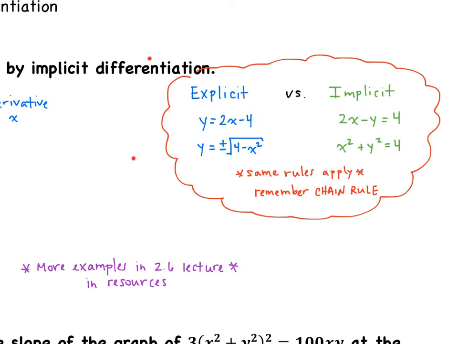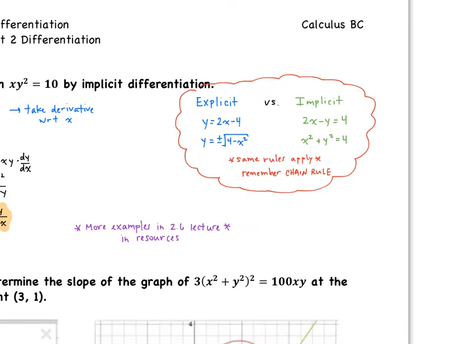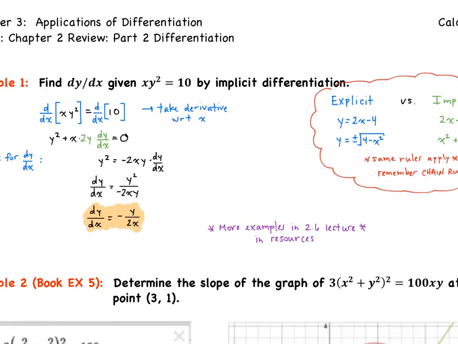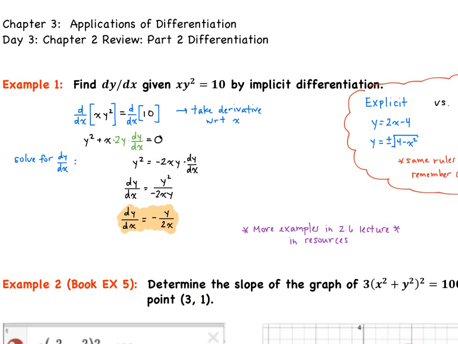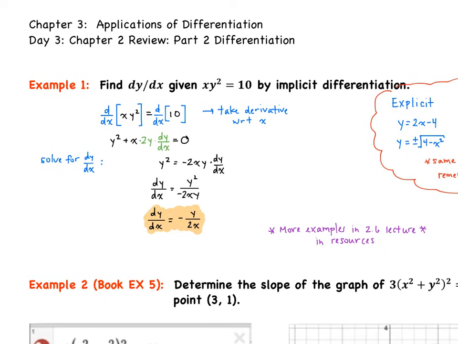So how does differentiation or implicit differentiation work? What does it look like? Okay, so we're going to go to this first example here, all right, where we want to find dy/dx given xy squared equals 10, and we're going to use implicit differentiation because the equation is not in terms of y equals, okay?